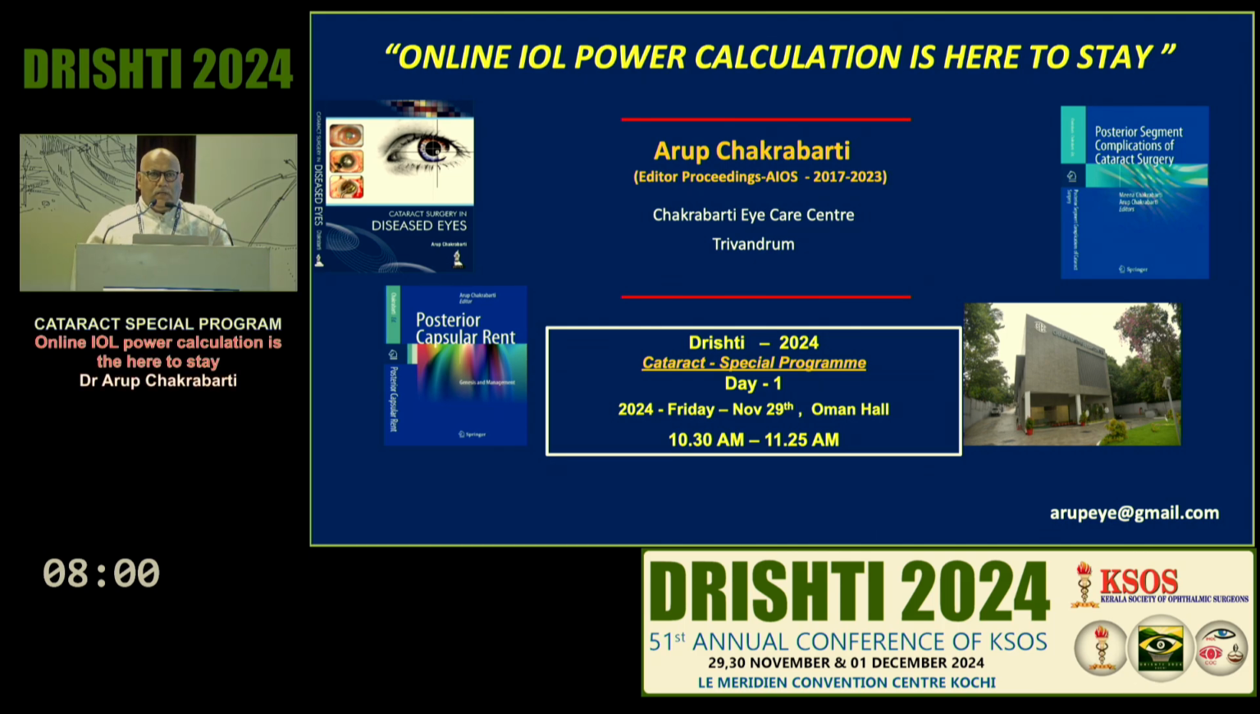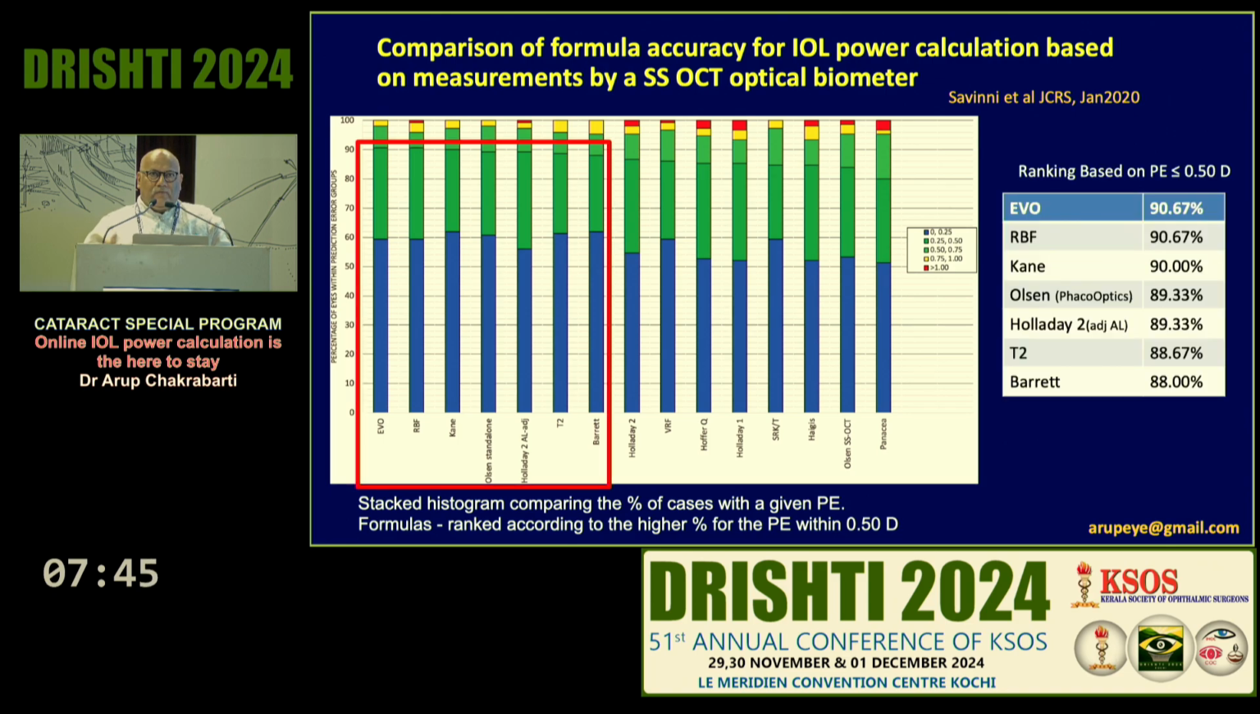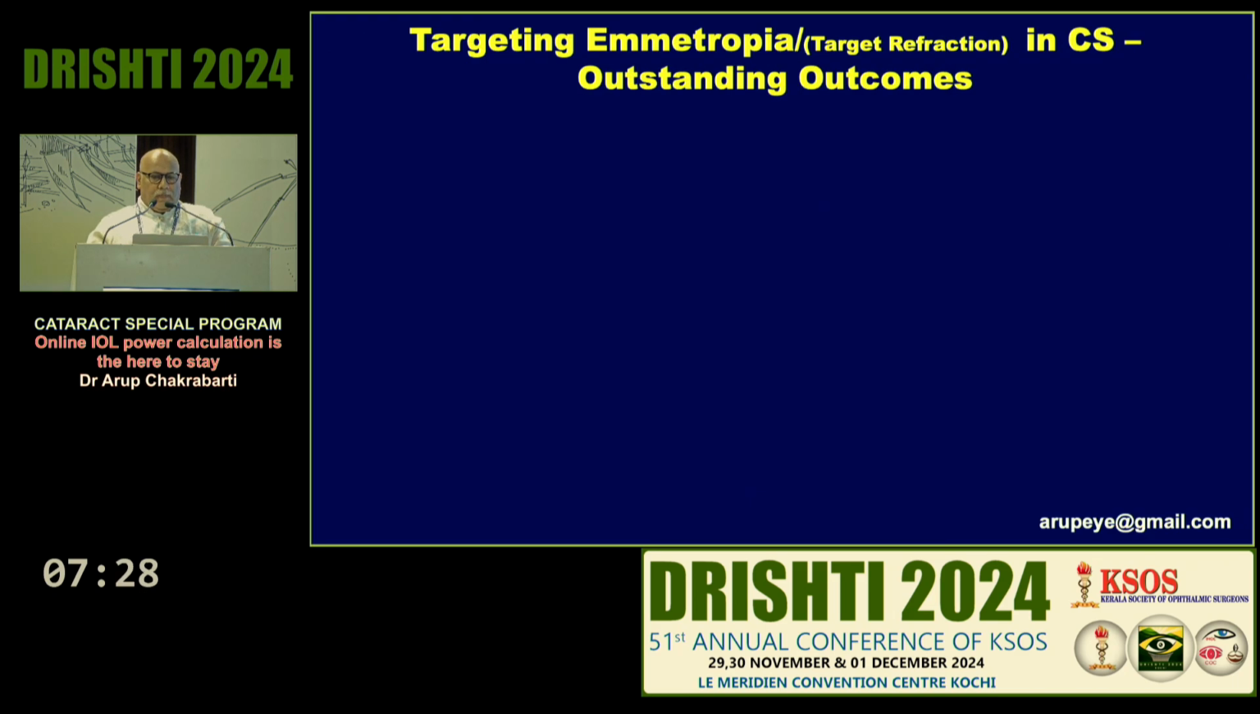Good morning, friends. Thank you, Sai, for the kind introduction, and thanks KSOS for giving me an opportunity to present my talk. We are all aware that today the refractive outcomes of cataract surgery have become excellent. In a landmark study, Savini et al., using biometric data obtained from a swept source OCT-based optical biometer and the recent formulas, showed that a prediction error within 0.5 diopter is seen in 88 to 90.67% of patients, provided, let me emphasize, that you have high quality biometric data and are using the newer formulas.